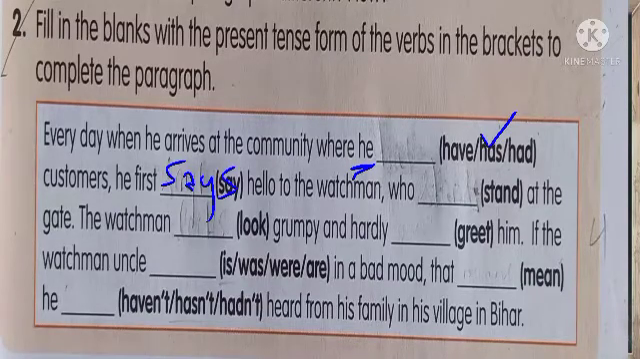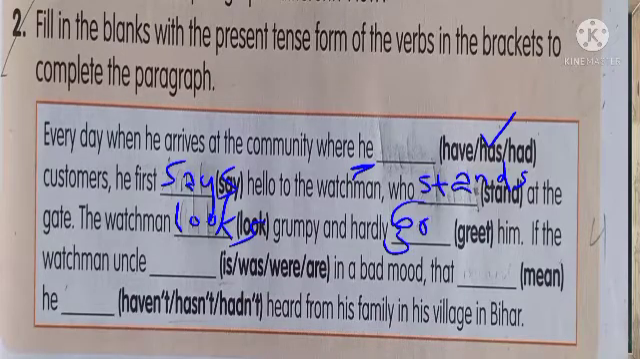Okay. Then who stands at the gate? Stand. How can we change? For this also we have to add es. Stands at the gate. The watchman looks is given here. For this also we need to add s, right? Looks grumpy and hardly greets is given here. So for this also the same rule. We should add s, greets him.